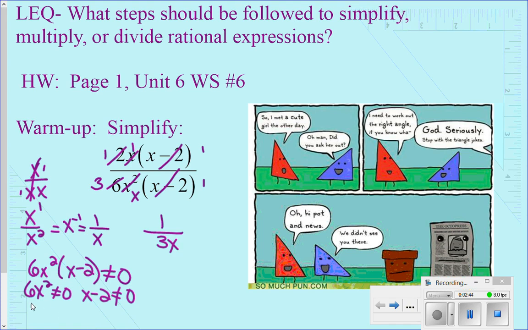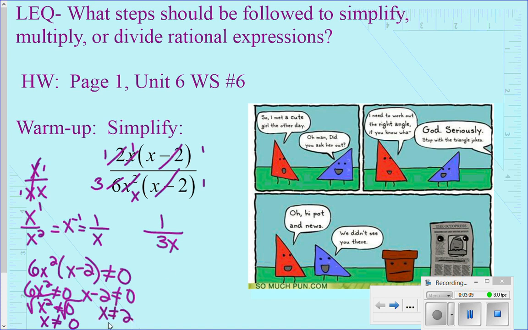So on this one here on the left, if I divide both sides by 6, I'm getting x squared is not equal to 0. Well, I can take the square root of each side and get that absolute value of x is not equal to 0. But that doesn't make my answer plus or minus because 0 doesn't have a sign. So just x cannot equal 0. Here, x minus 2 cannot equal 0. I can solve that, add 2, and get x cannot equal 2.